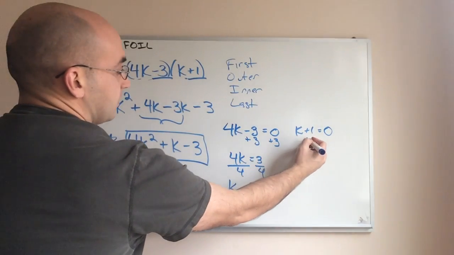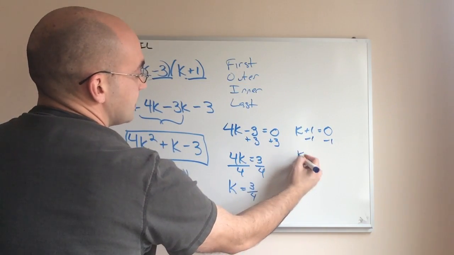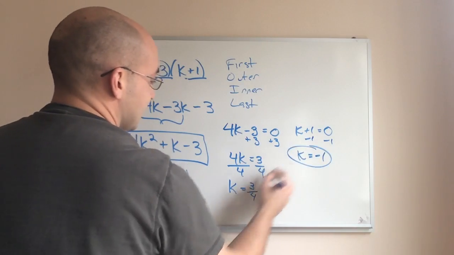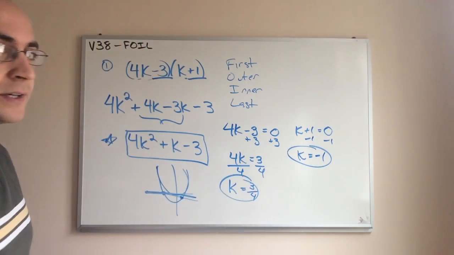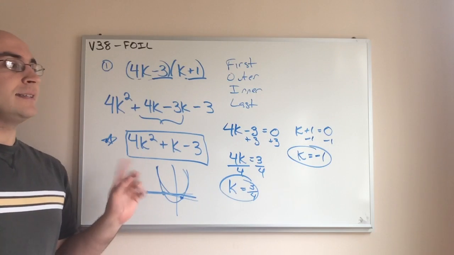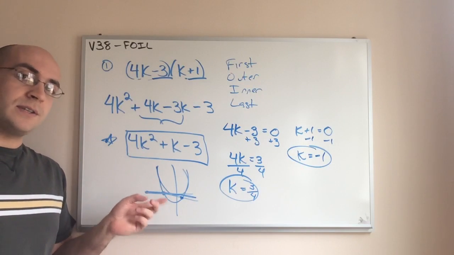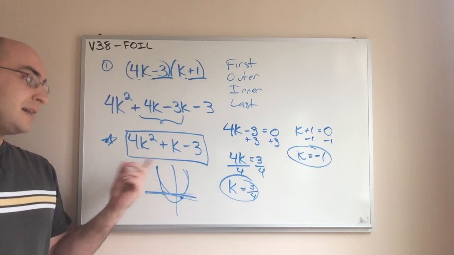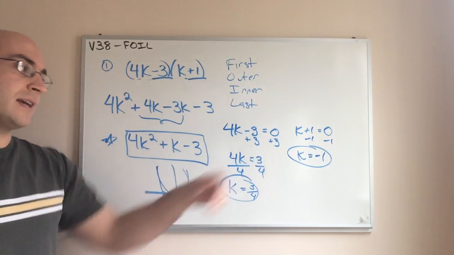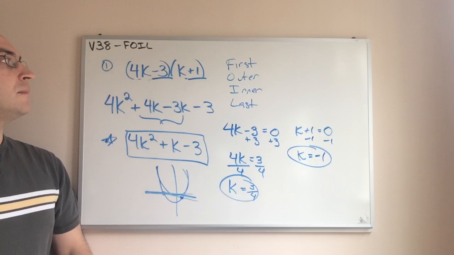The other one, if I were to subtract 1 on both sides, I get k equals -1. That's going to be the other x-intercept. The goal here is, ultimately, with quadratics, ultimately with this unit, to understand where the function crosses or touches the x-axis. Here, it touches it at 2 spots. K equals 3/4 and k equals -1.